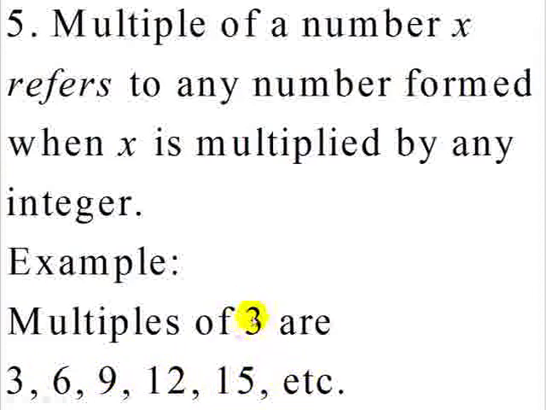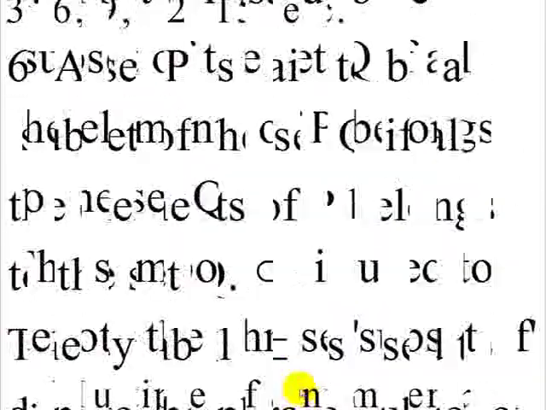Now when we multiply the number 3 by 1, we have 3. When we multiply the number 3 by 2, we have 6. By 3, we have 9. By 4, we have 12. And by 5, we have 15. When we multiply the number 3 by 6, we also have 18. So the multiples of 3 are 3, 6, 9, 12, 15, etc.